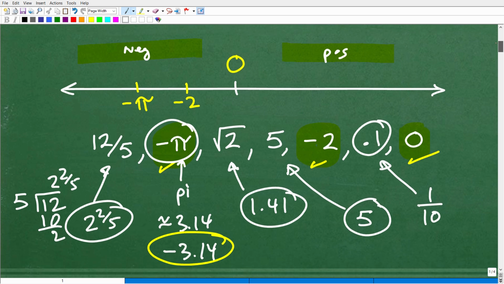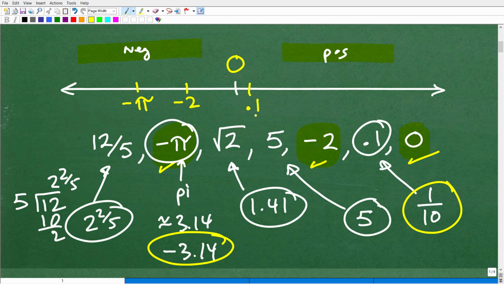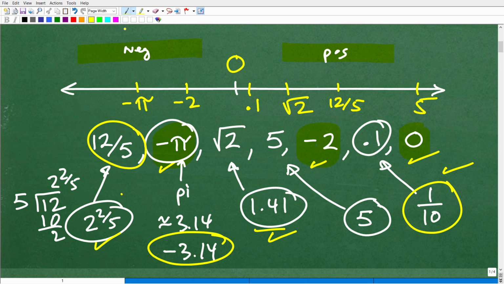So now that we know that, we can go ahead and finish this little exercise up. So what's going to be the next value here, all right? Well, it's going to be 1/10. So we'll put that right here, or 0.1 actually. And then let's see, that takes care of that. What would be the next number? Well, it looks like 1.41. So the square root of 2 we could put right here. Okay, so that's the next largest number. So we're going to the right, and that leaves us with this 2 and 2/5 or 12/5. You want to use the original numbers. So we'll put that right here, 12/5. And then finally, that leaves us with 5 way over here. Okay, so that's basically it.